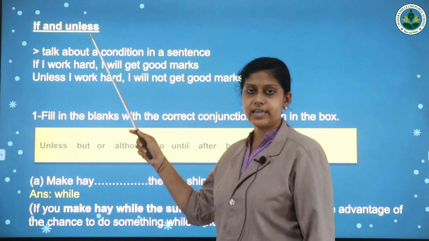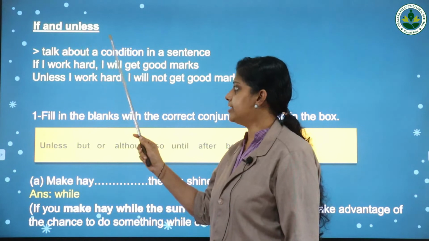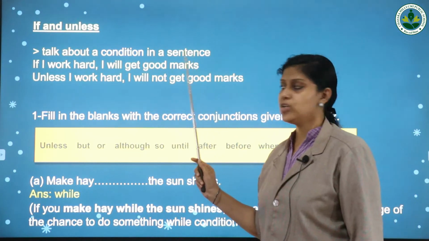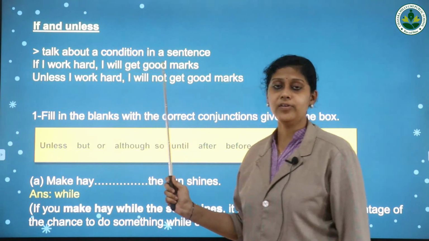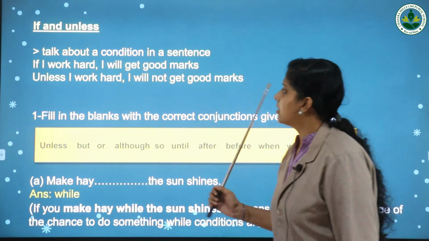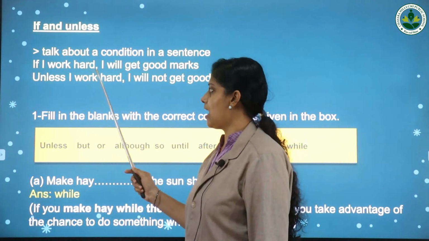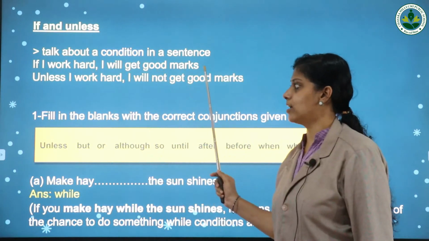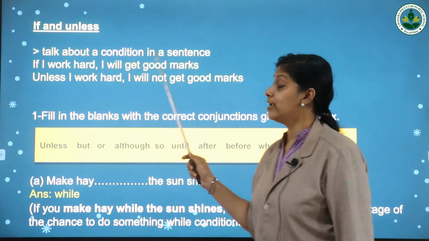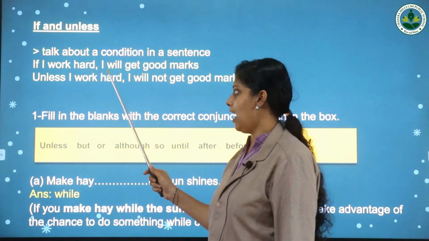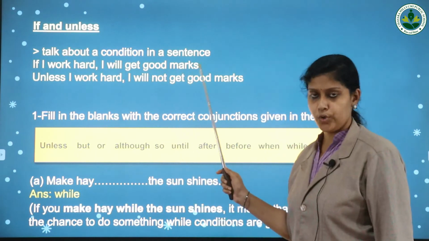We can use these conjunctions, if and unless, to talk about a condition in a sentence. Now let us take some examples. First one: if I work hard, I will get good marks. Look at this first example. If I work hard, I will get good marks.